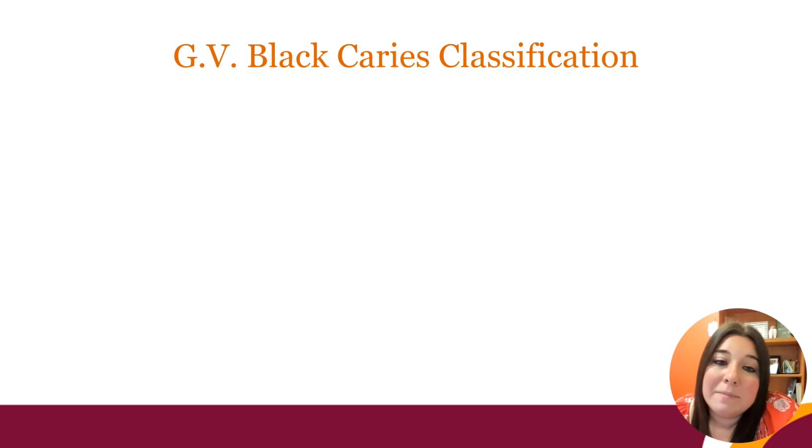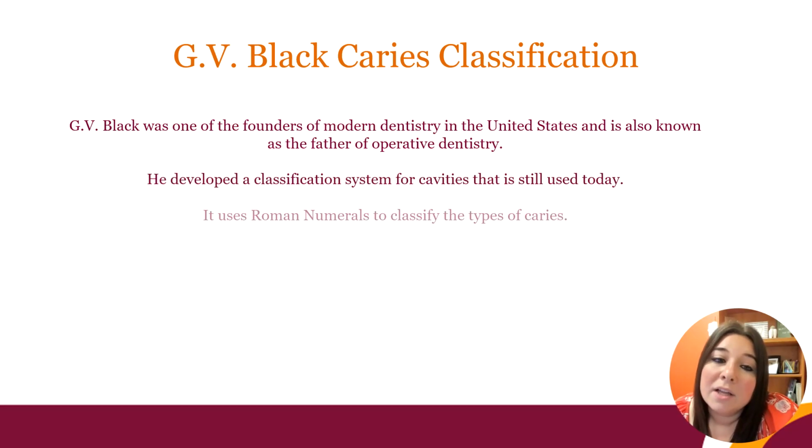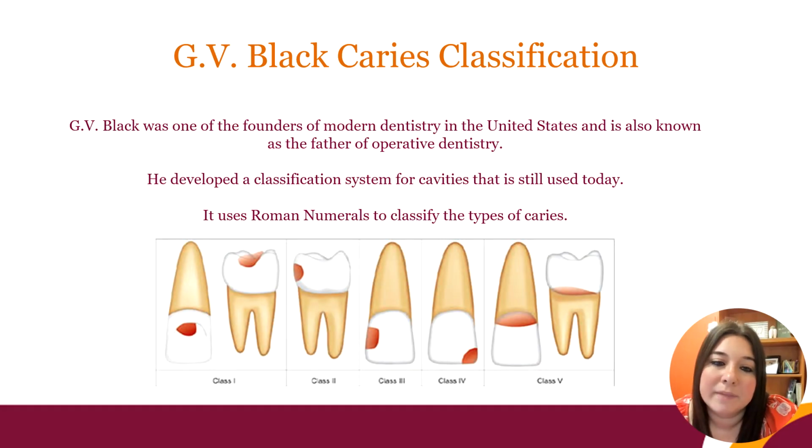G.B. Black developed a caries classification system a long time ago that is still used today. He is one of the founders of modern dentistry in the U.S. and is known as the father of operative dentistry. It uses Roman numerals to classify the types of caries. There's class 1 through 5, and more recently there is a 6th classification as well that's been developed. As you can see in the picture here, these are all of the classes that we typically use.